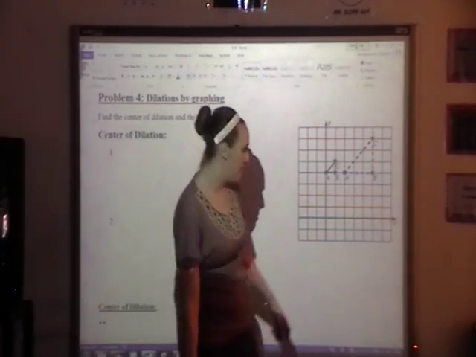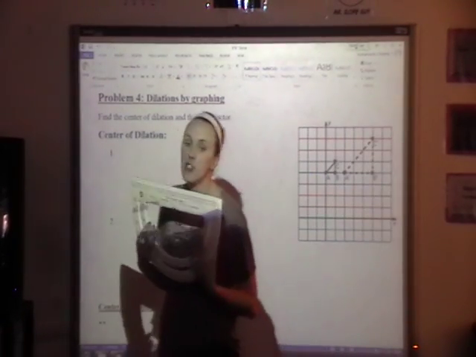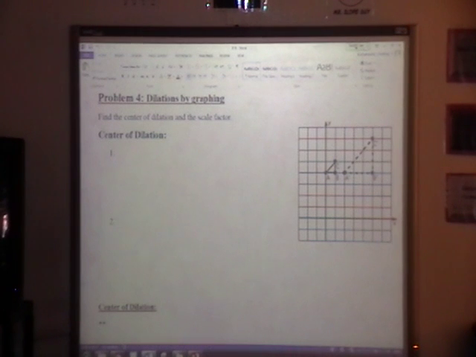Ready? Get your ruler out. I got my handy dandy ruler. It's right here. Don't whack somebody with it. My cool protractor, it's like legit.